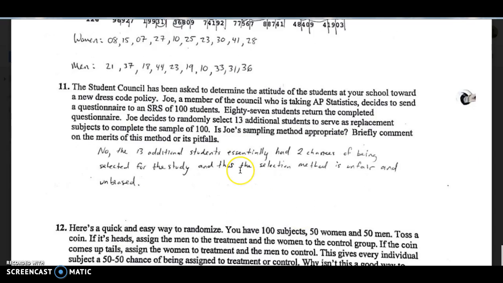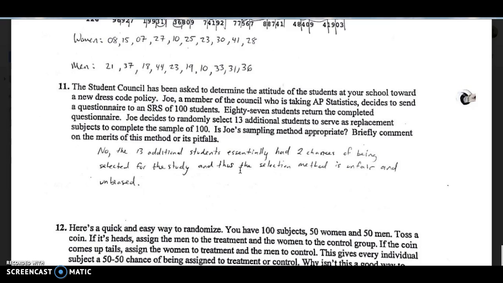Okay, question 11. The Student Council has been asked to determine the attitude of the students at your school toward a new dress code policy. Joe, a member of the council who's taking AP Stats, decides to send a questionnaire to an SRS of 100 students. 87 students return the completed questionnaire. Joe decides to randomly select 13 additional students to serve as replacement subjects to complete the sample of 100. Is Joe's sampling method appropriate? Briefly comment on the merits of this method or its pitfalls.